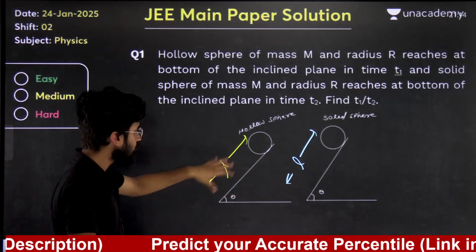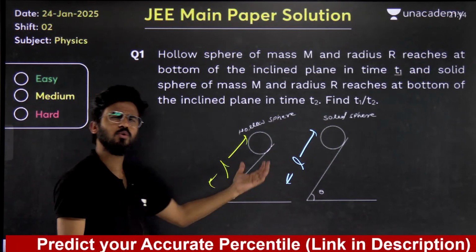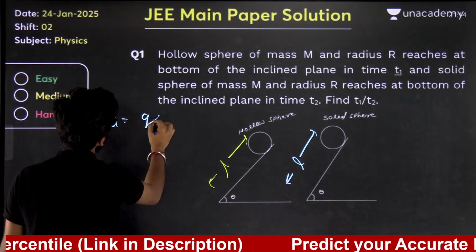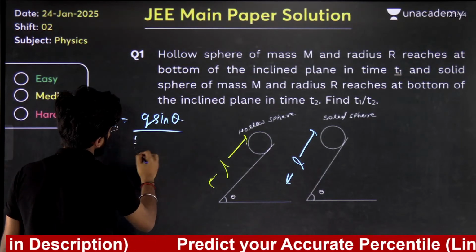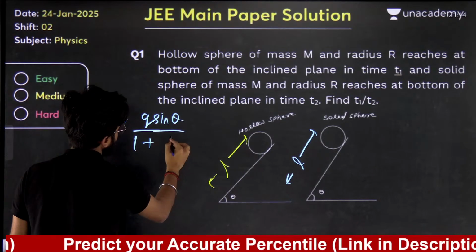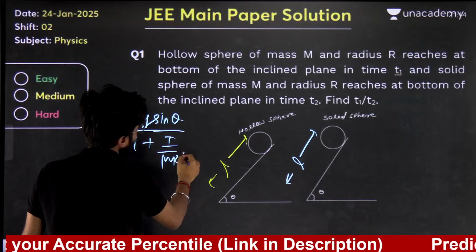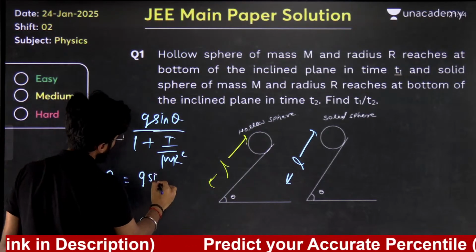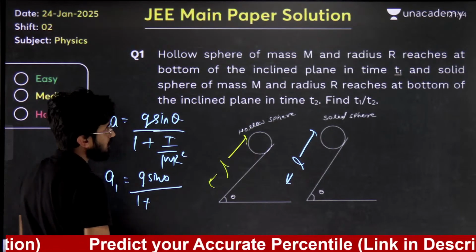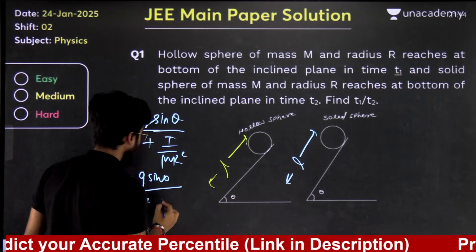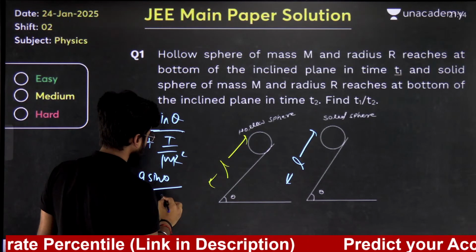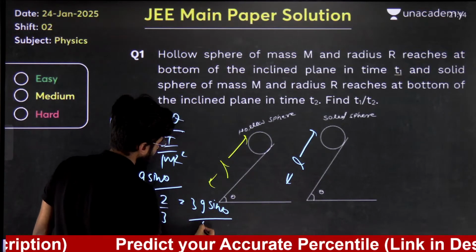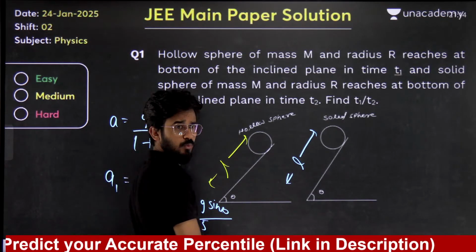Now in this rotational motion problem, we know that the acceleration is g sine theta divided by 1 plus I by mr square. So for the hollow sphere, a1 is equal to g sine theta divided by 1 plus I by mr square, which for a hollow sphere is 2 by 3. So it is 3g sine theta divided by 5. This is a1.